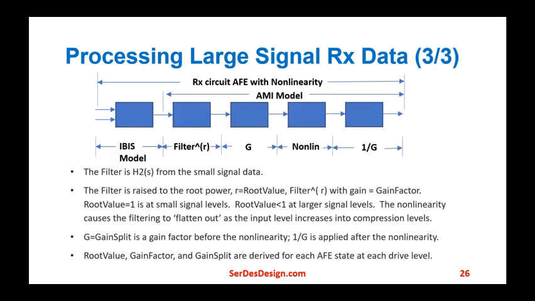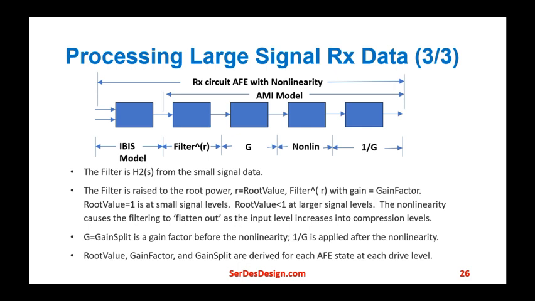This block diagram summarizes the large signal processing. The filter is the H2 of S from the small signal data. The filter is raised to the root power, where R is equal to root value, with a gain called gain factor. The root value is equal to 1 at small signal levels. Root value is less than 1 at larger signal values.